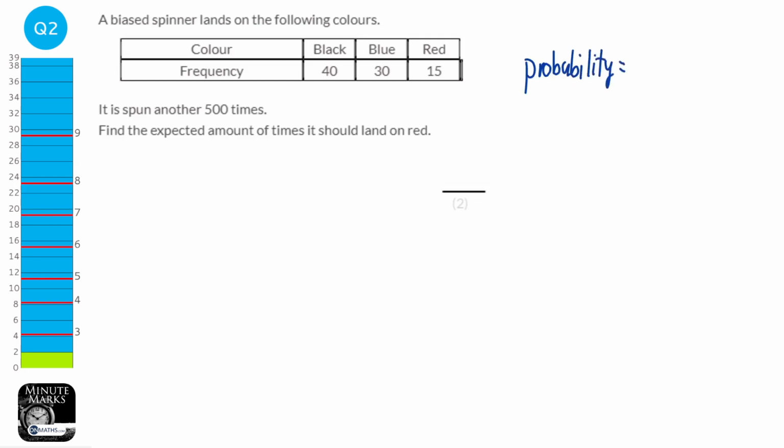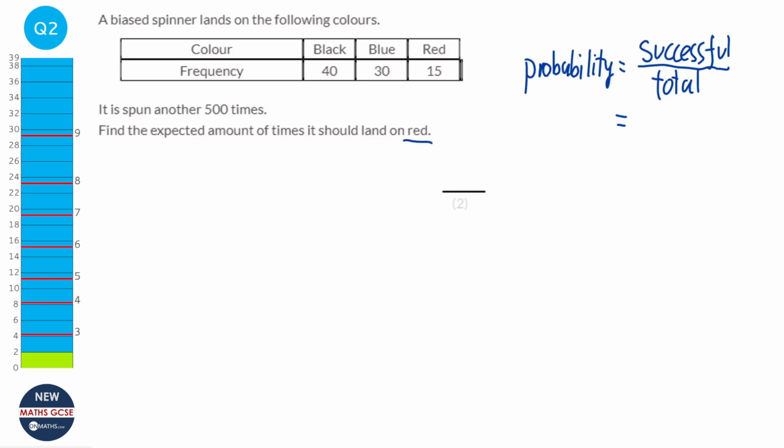We need to first of all work out the theoretical probability. And to do that, we do the successful outcomes over the total number of outcomes. So here we're asked, it lands on a red is successful, so that's going to be 15 over the total amounts. That'd be 40 plus 30 plus 15, which is 85.